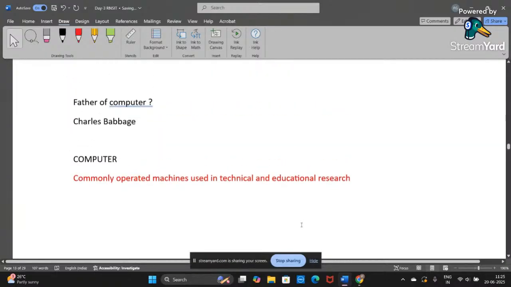Okay, what is called as brain of computer? So we all know that CPU is called as brain of computer.